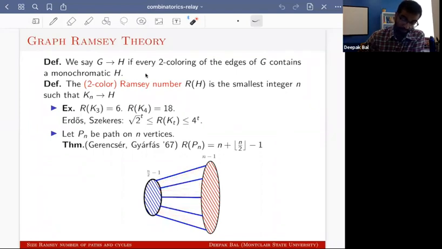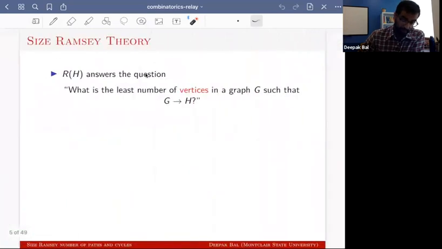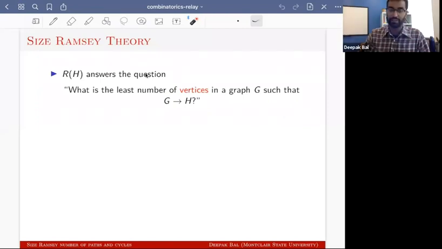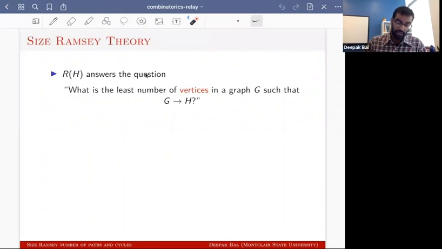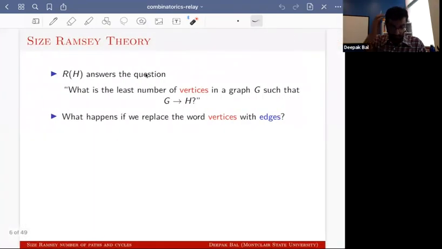Okay, so we could think of the Ramsey number R of H as answering the question, what is the least number of vertices in a graph G such that G arrows H? And when you phrase it like this, then you might as well always take the graph G to be the complete graph. Right? So, but what happens if we replace the word vertices with edges?